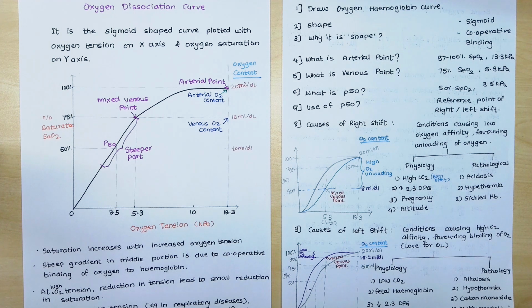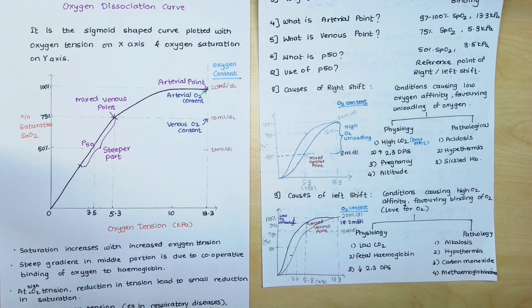With the oxygen content formula, we can calculate the oxygen content of the arterial blood, which is 20 ml per deciliter. Oxygen content of mixed venous blood is 15 ml per deciliter. Now we'll discuss the rightward shift of the oxygen dissociation curve.